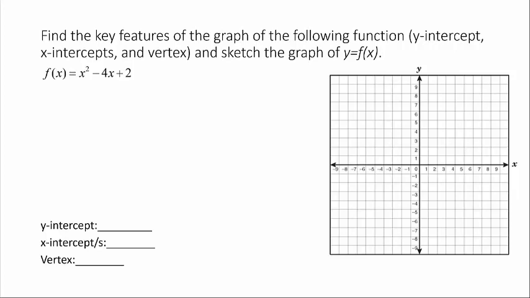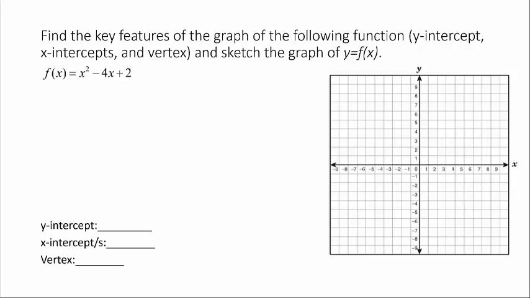Here we're going to do another example of sketching a graph of a quadratic function using its key features. So we're going to find the y-intercept, the x-intercept, and the vertex and use those things to graph this parabola. So the first thing we're going to do is to find the y-intercept.